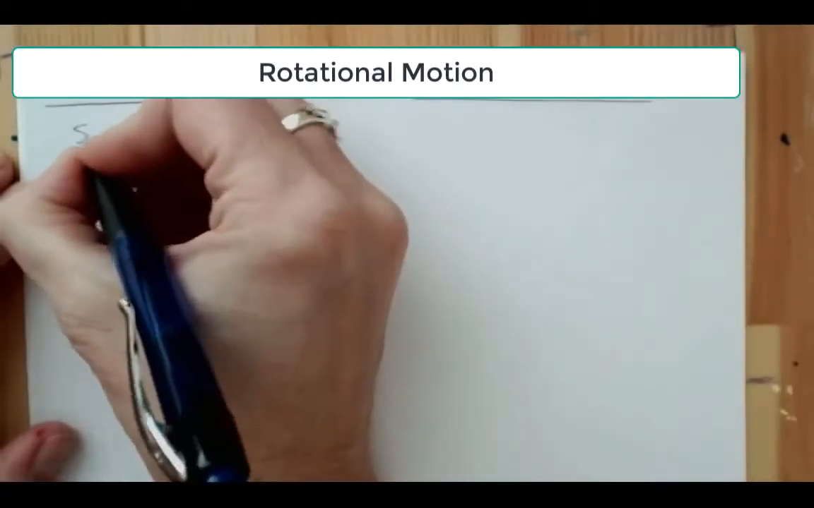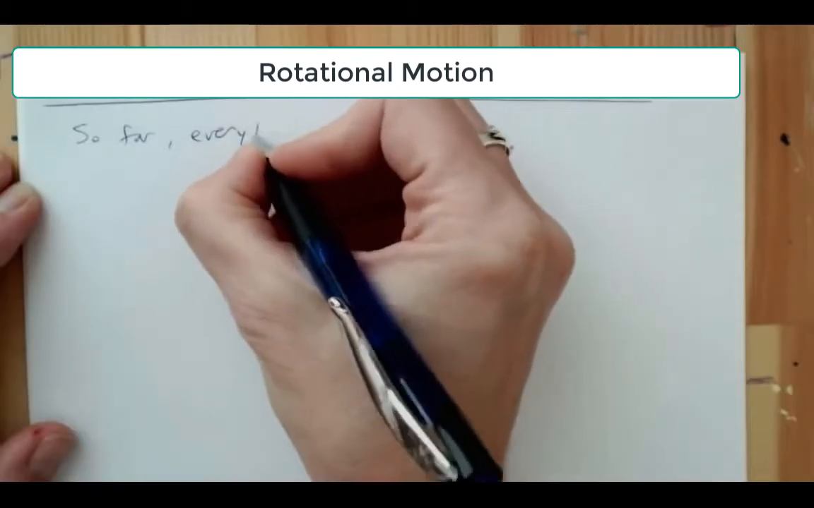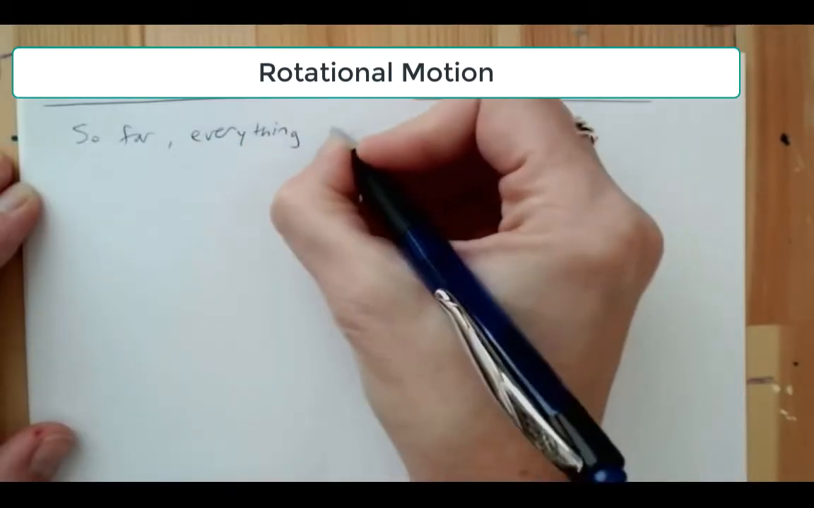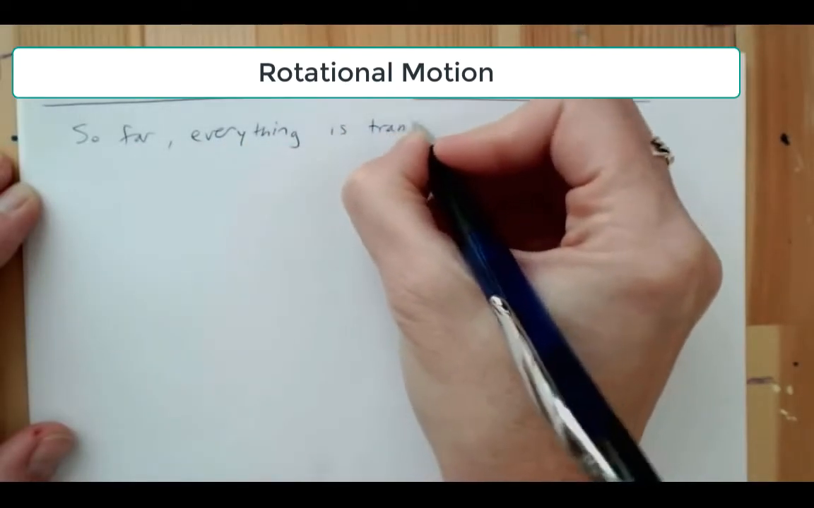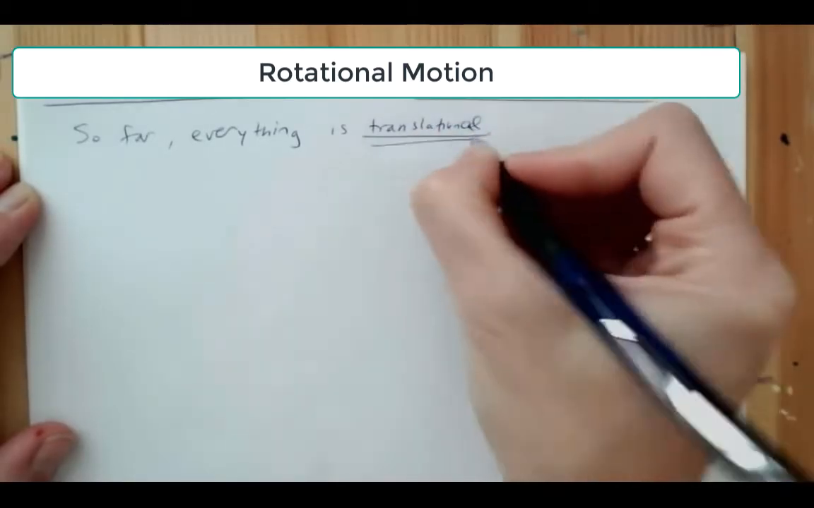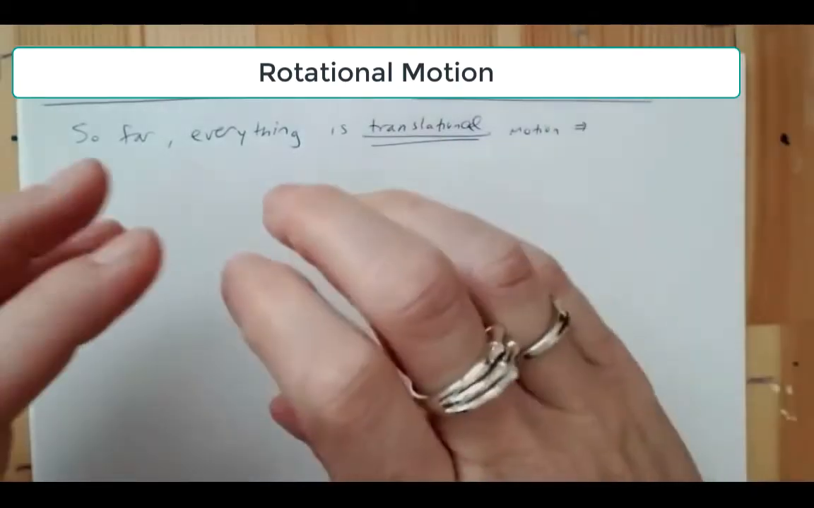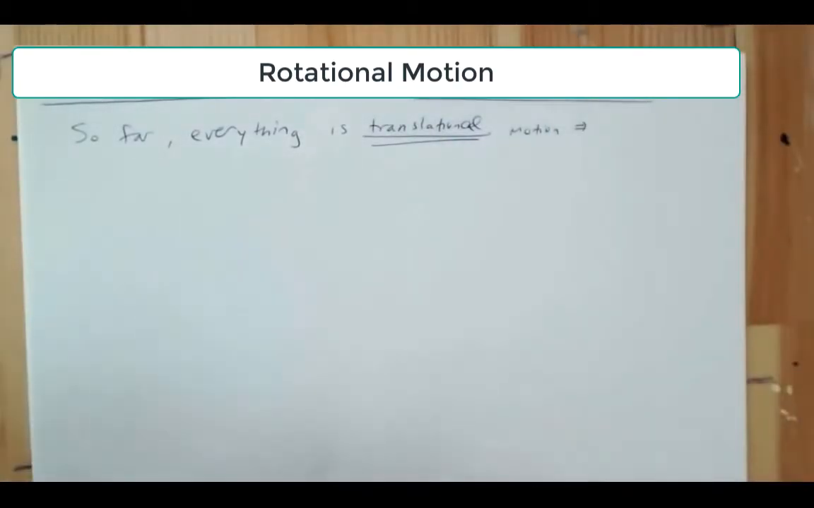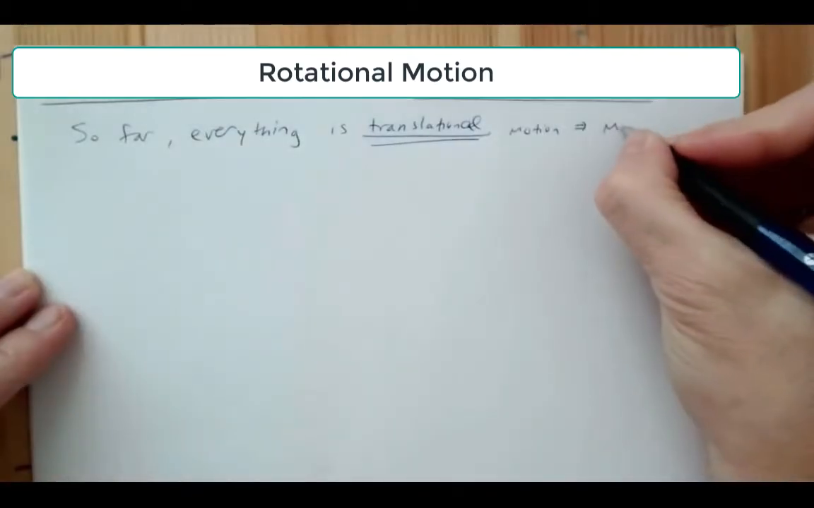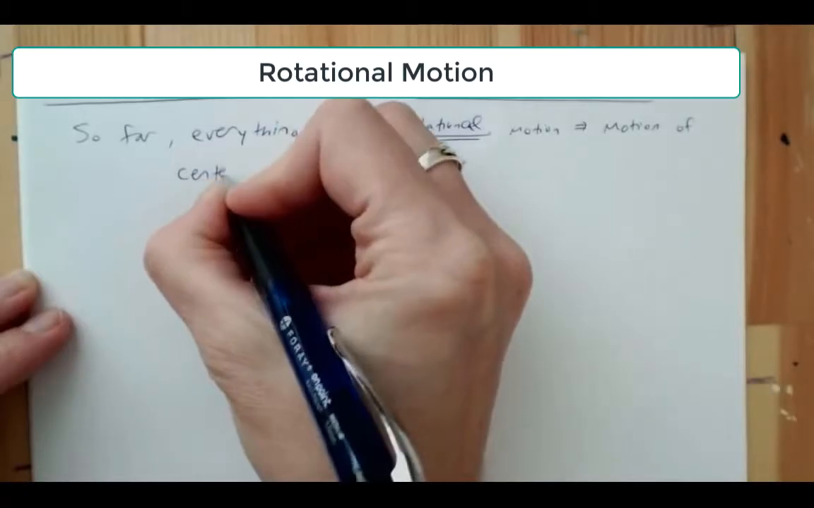So far, everything has been translational motion. Everything we've talked about so far in this course is what we call translational motion. And what we mean by that is translational motion is where the center of mass of the object moves in space. So translational motion is motion of the center of mass.